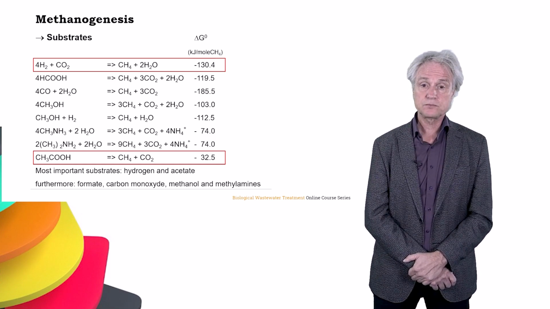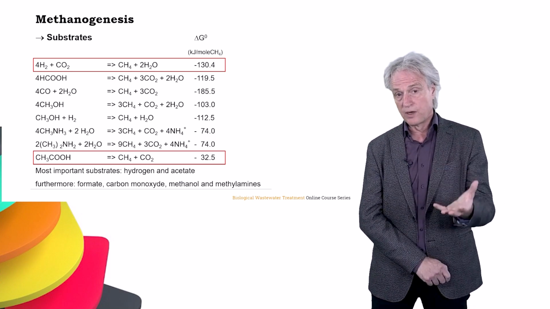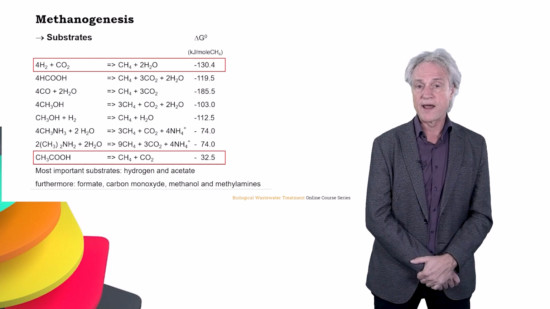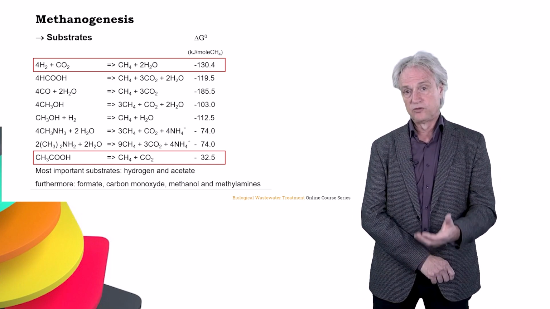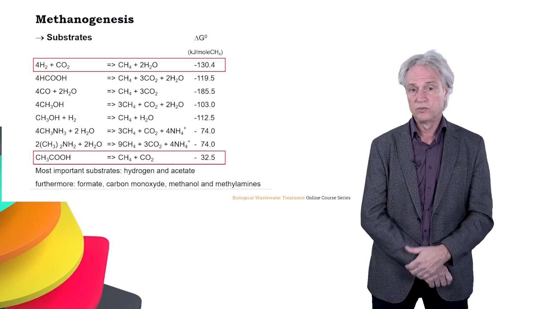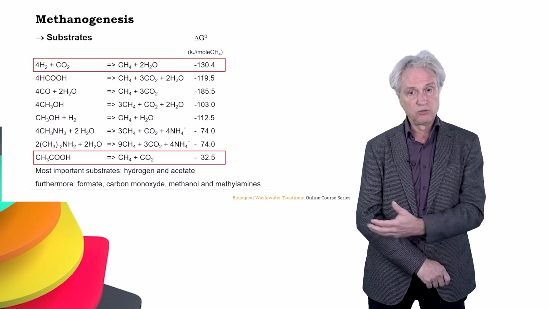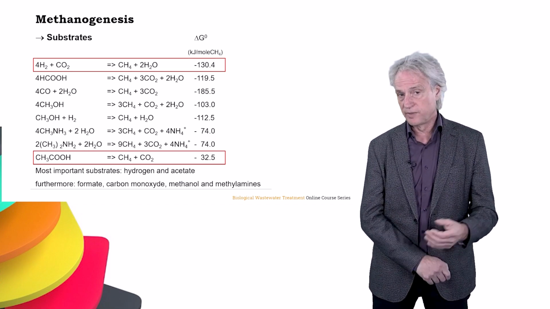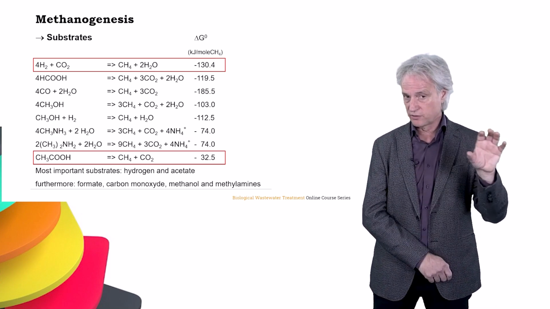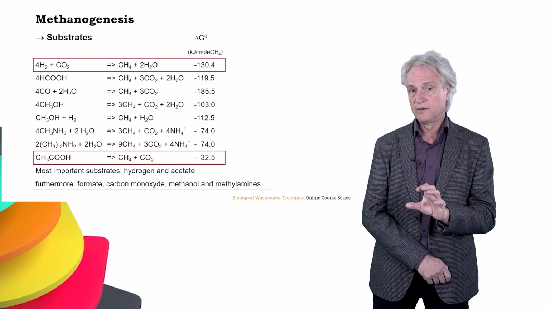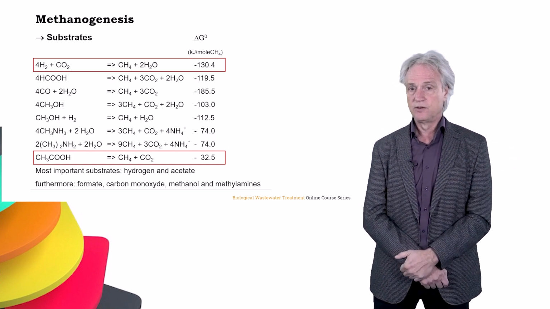Now there are some other compounds. These compounds are normally present in very minor amounts in anaerobic systems. So most important are hydrogen, CO2 and acetate. And in fact, it has been calculated, and you can find it in literature, that about 70% of the COD is channeled via acetate to methane, and about 30% of the COD is channeled via hydrogen to methane.